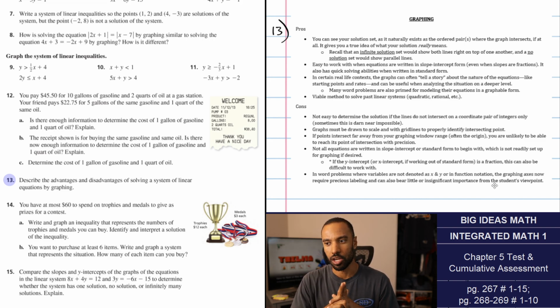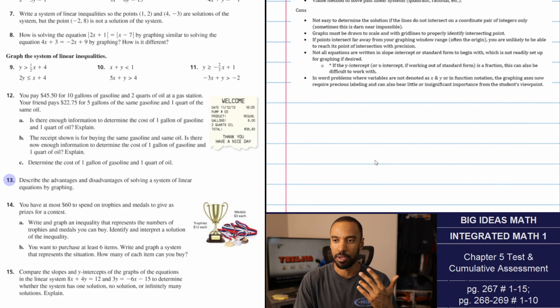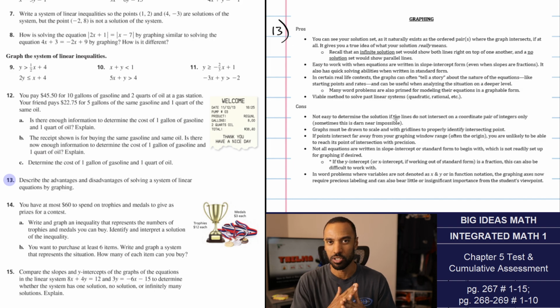They must be drawn to scale and within grid lines. Thankfully, I've been having my own sets of graph paper like this. That's good. But you have to make sure that you have that. Otherwise, if you have binder paper and you create your own axes, that point of intersection might not look like what you expected it to.